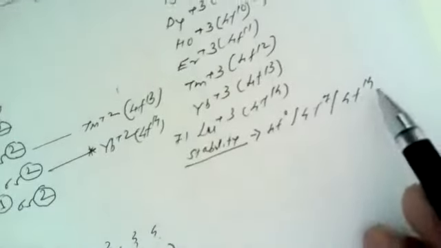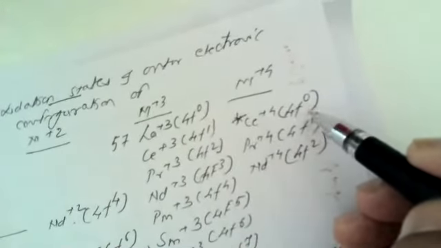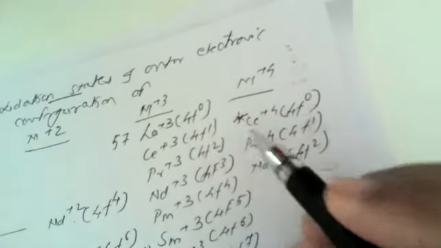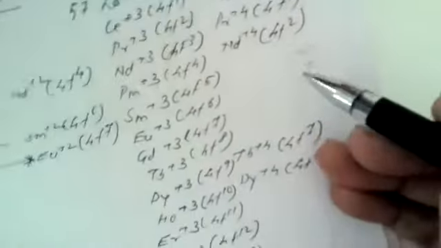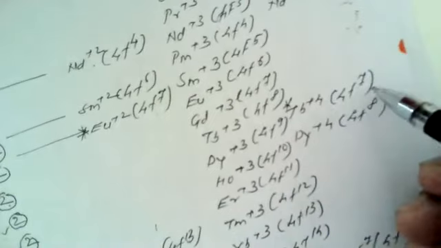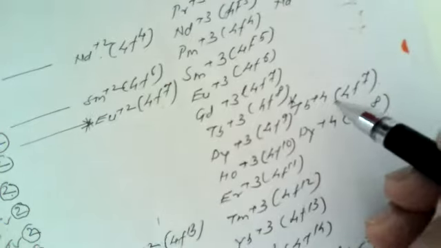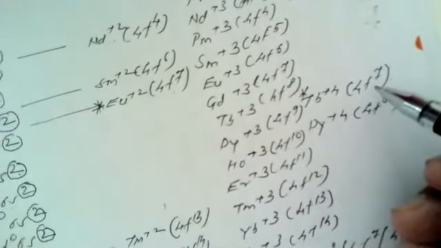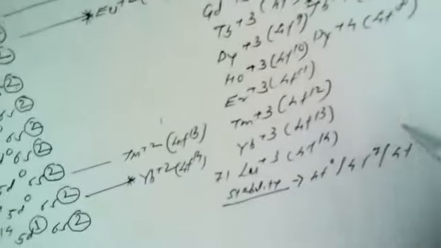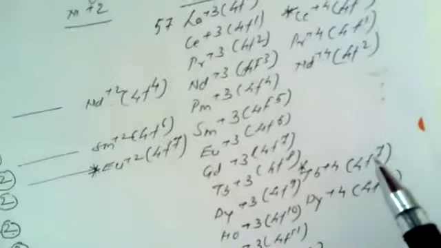We have to apply this rule, F0, F7 or F14 configuration. With regard to this, cerium +4 having F0 configuration is extra stable. Now if we move downwards, terbium +4 has 7 electrons. So mark terbium +4 again with an asterisk sign, because it shows F7, that is a completely half filled electronic subshell. Now no other element is there which has extra stability.